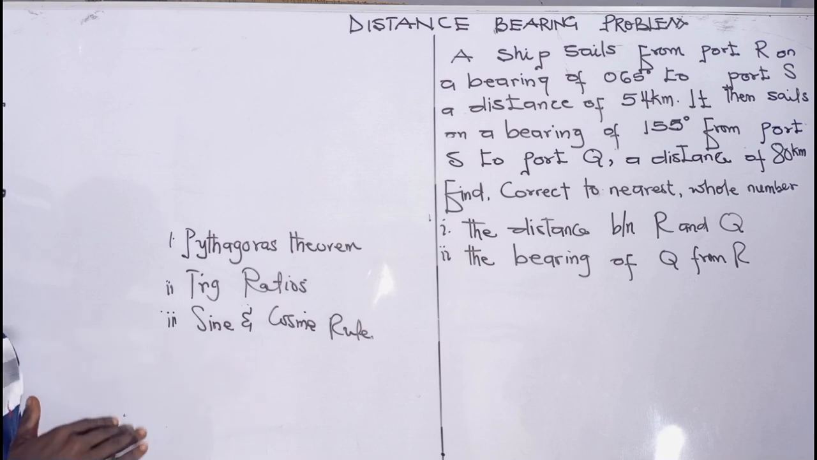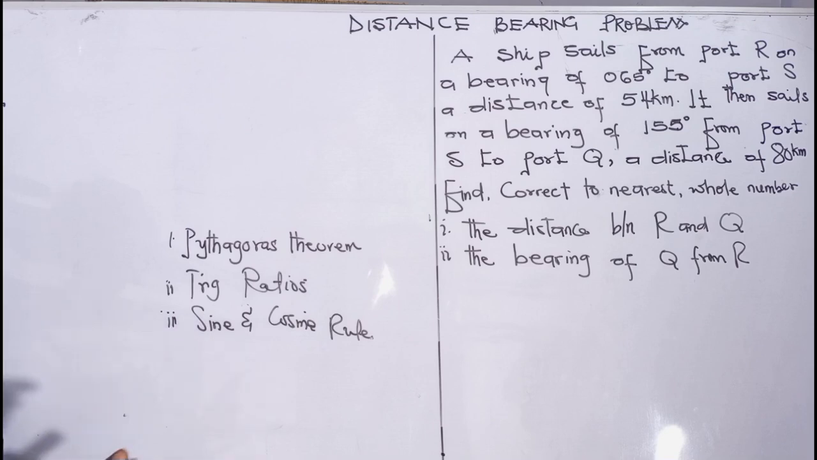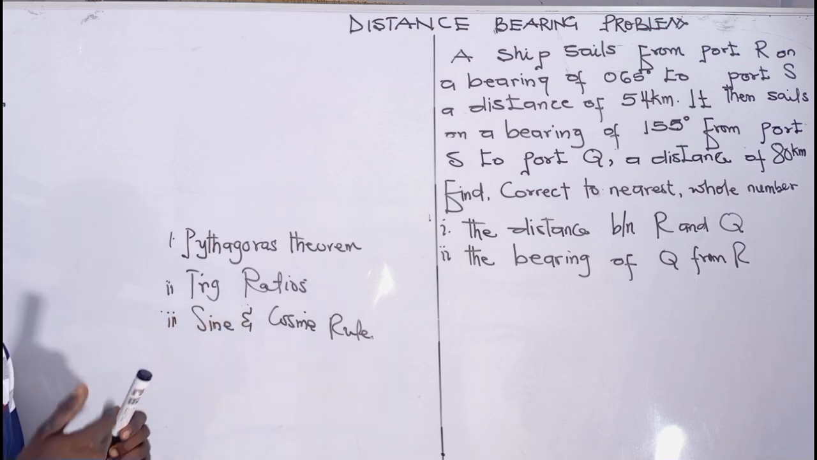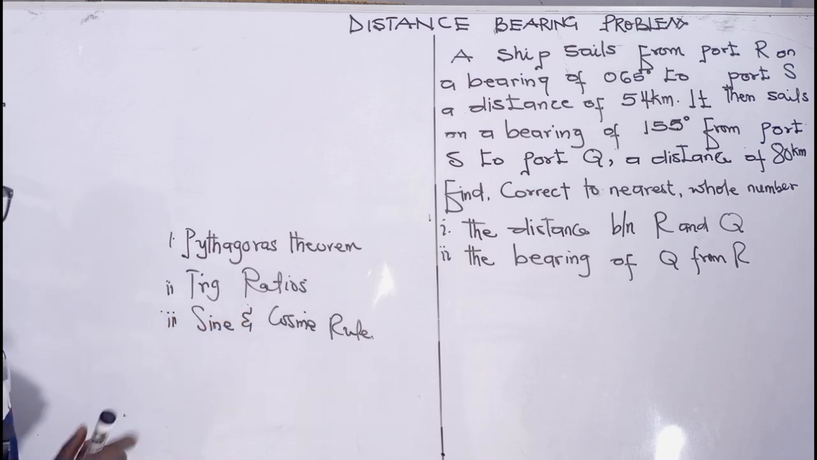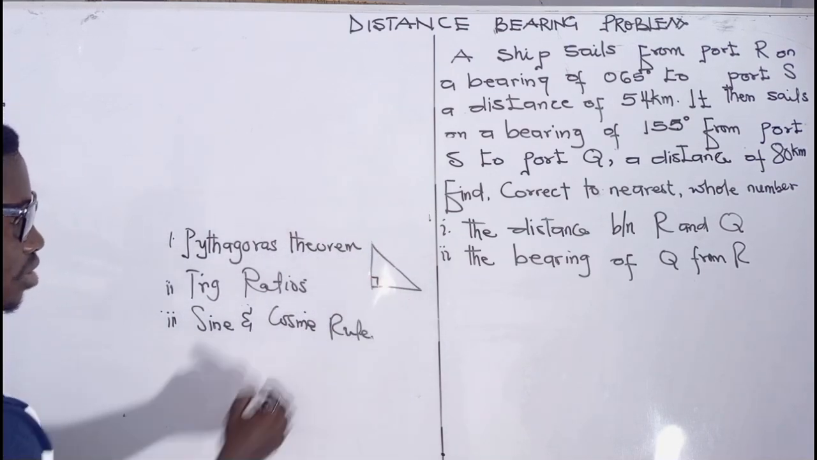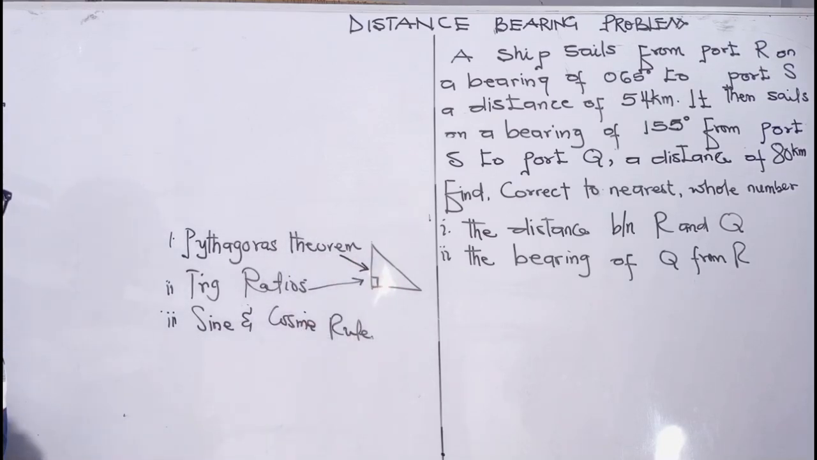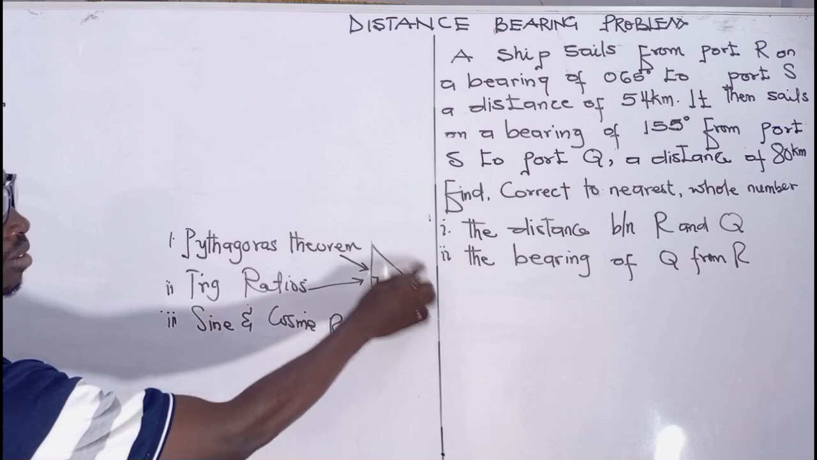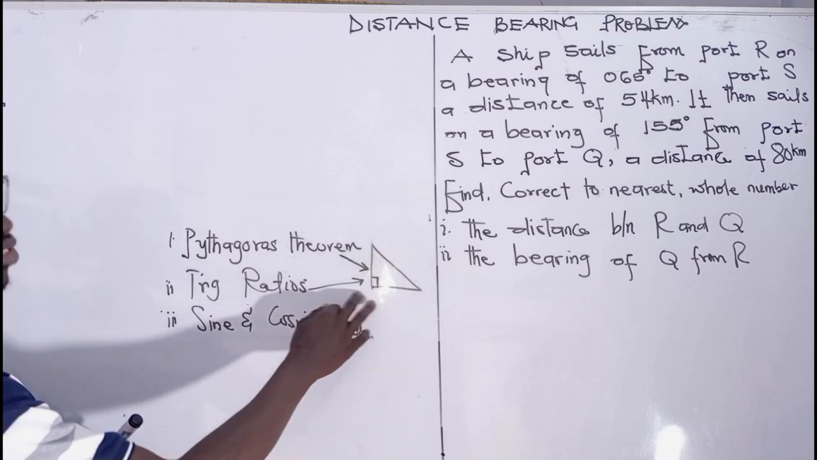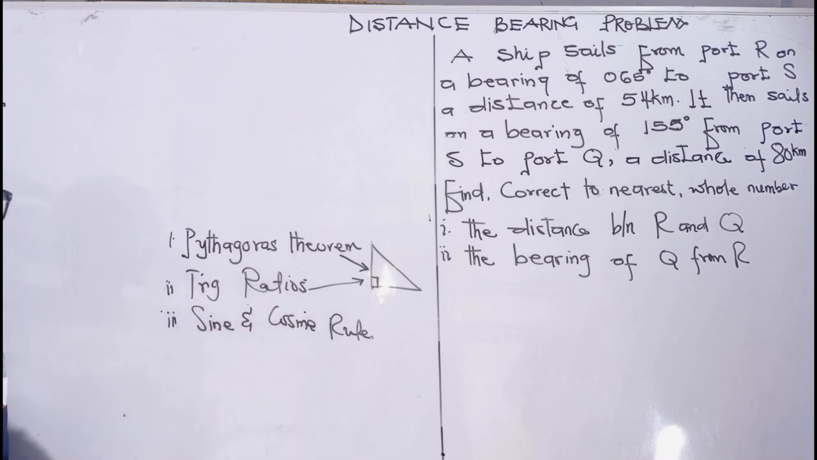Now the question is, when and how do we use each one of these theorems or rules in solving questions on distance bearing problem? When a calculated angle within the diagram that you have drawn, which is surely going to be a triangle, is equal to 90 degrees, then we go for what? Then we go for the trig ratios or the Pythagoras theorem.